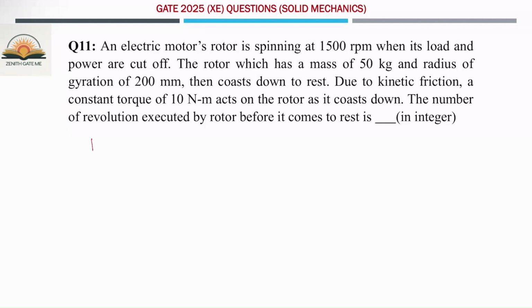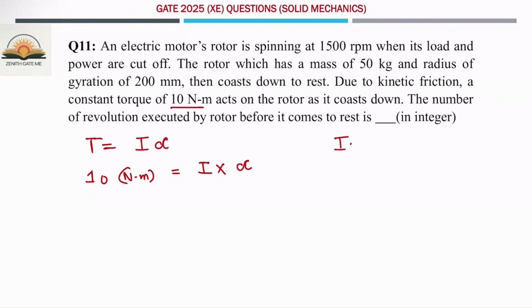So the net torque you already know. What is the net torque? The torque is equal to I into alpha. The torque value is given as 10 Newton meter. What is the moment of inertia? Let us suppose this is I, and alpha you have to calculate.